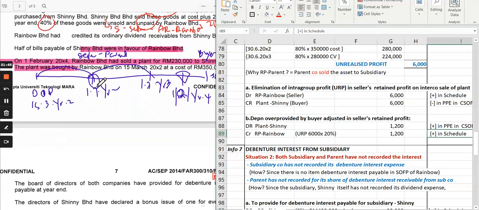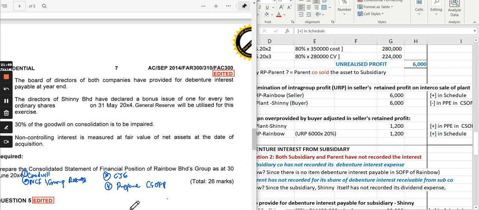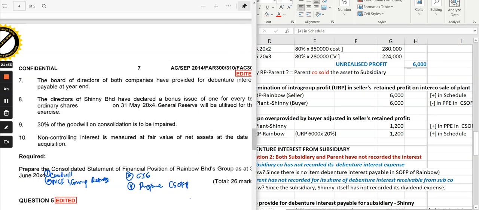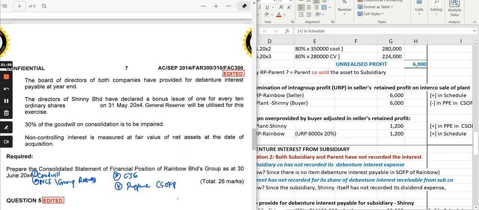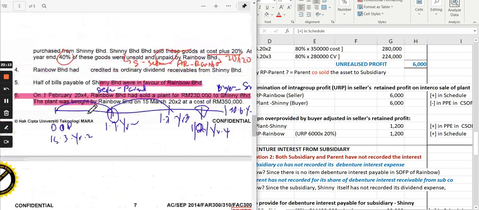Now we go to number 7. Number 7 is on debenture interests that were being provided by both companies. Both companies means both parent and subsidiary. They have provided, but that has not been recorded.